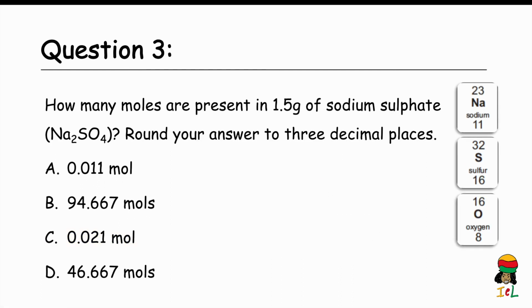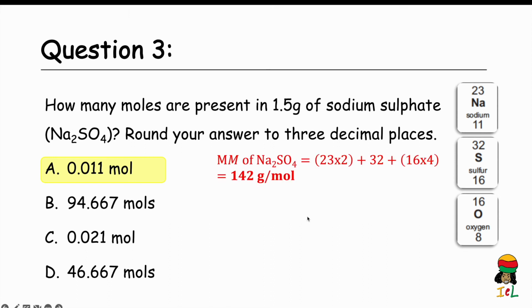Question 3. How many moles are present in 1.5 grams of sodium sulfate, Na2SO4? Round your answer to 3 decimal places. A. 0.011 mole, B. 94.667 moles, C. 0.021 mole, D. 46.667 moles. The answer is A, 0.011 mole. First, we find the molar mass of sodium sulfate, which works out to be 142 grams per mole.